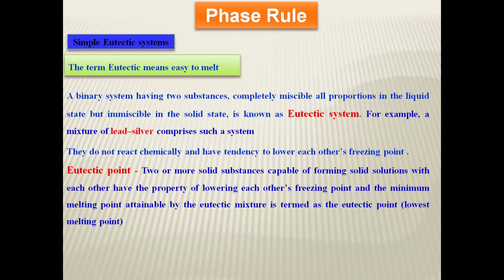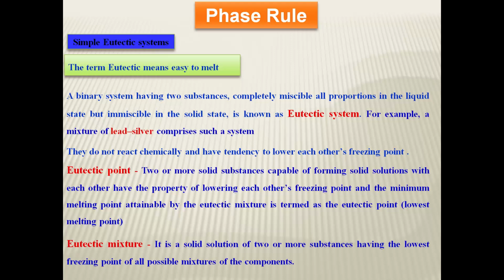Eutectic point: when two or more solid substances capable of forming solid solutions with each other have the property of lowering each other's freezing point, then at a certain composition there is a minimum melting point that is attainable. Below that point, the melting point cannot be lowered. That point is known as the eutectic point. We will see this practically as we proceed.